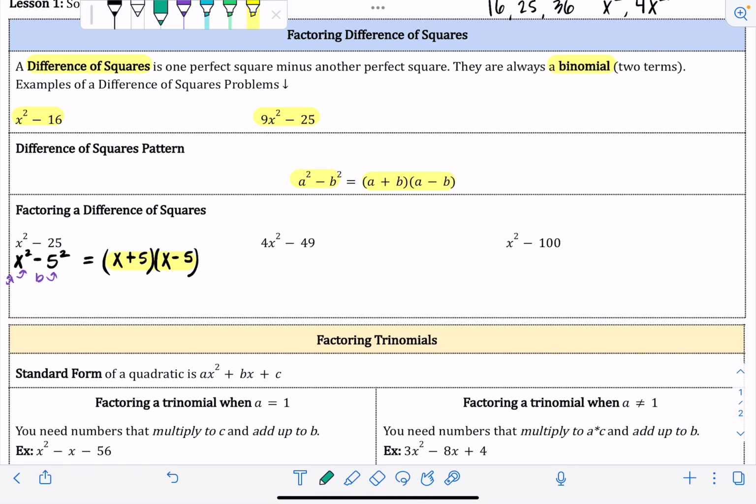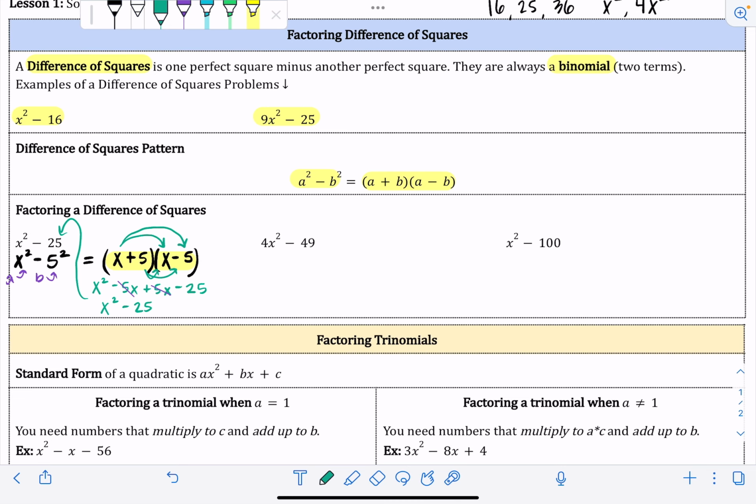I'm just going to review that one time, but I won't do it every time, just to keep the notes relatively short for you guys. So foiling, remember you're multiplying everything together, so it'd be x times x, which is x squared, x times negative 5, which is a negative 5x, 5 times x, so a positive 5x, and then 5 times negative 5, which is negative 25. The negative 5x and the positive 5x cancel each other out. So I'm left with just x squared minus 25, which was my original problem. So my check worked.